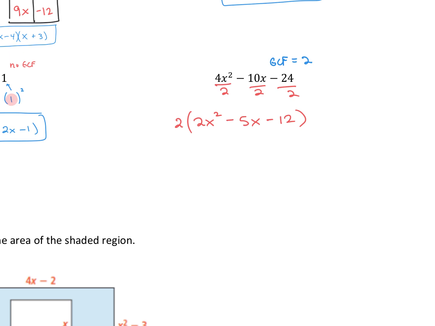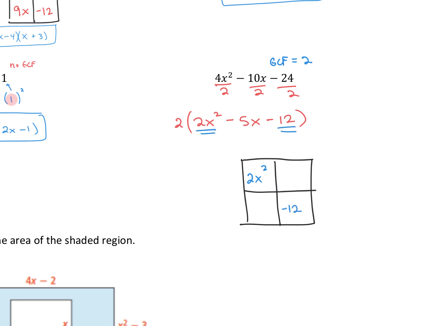So let me go ahead and draw the box. We fill in the box with the 2x squared in the upper left, and the negative 12 in the bottom right. All right, now to fill in the other 2 boxes, we're going to do A times C. So 2 times negative 12 is negative 24.